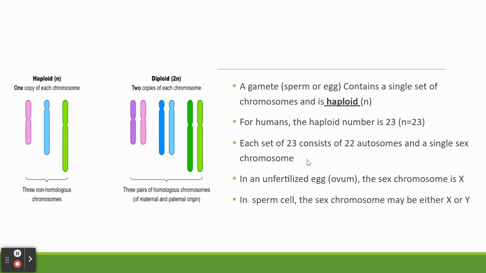Each set of 23 has 22 autosomes and a single sex chromosome. In an unfertilized egg, the sex chromosome is X. In a sperm cell, the sex chromosome could be either X or Y. It depends. Okay, so hopefully that helps you see the difference between haploid and diploid. It's just counting the number of chromosome sets present in a current cell.